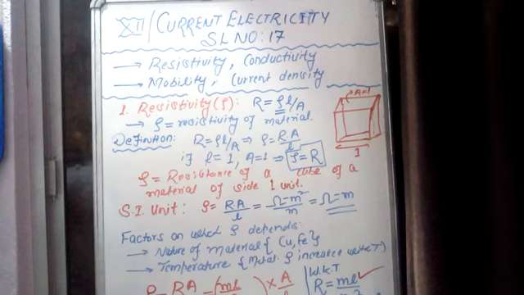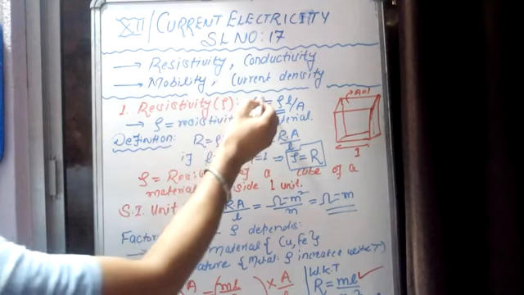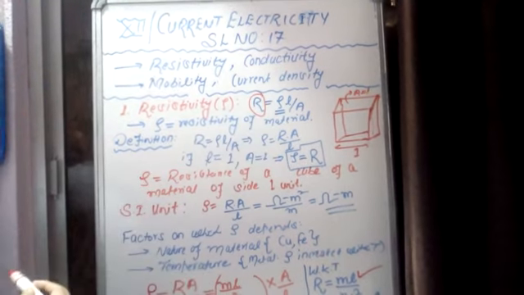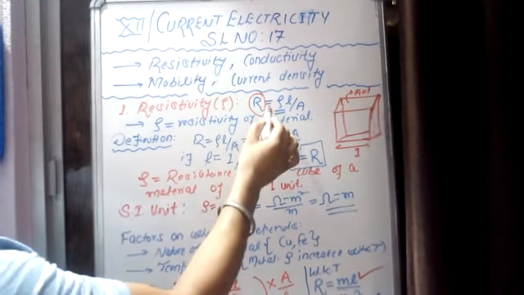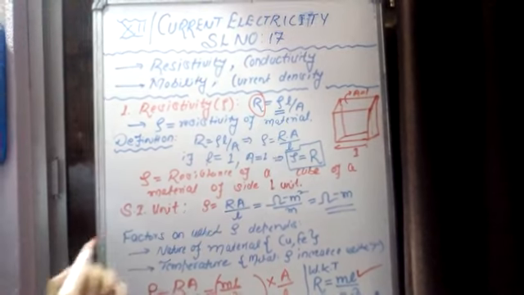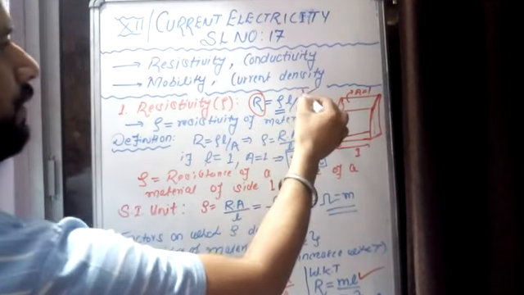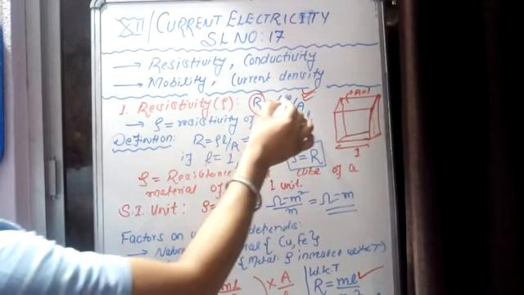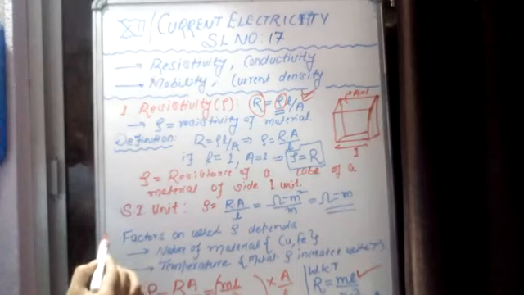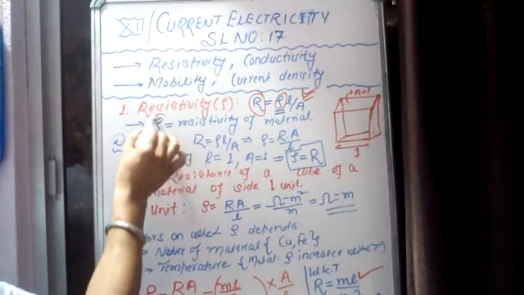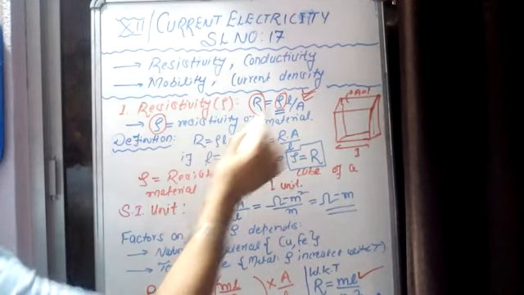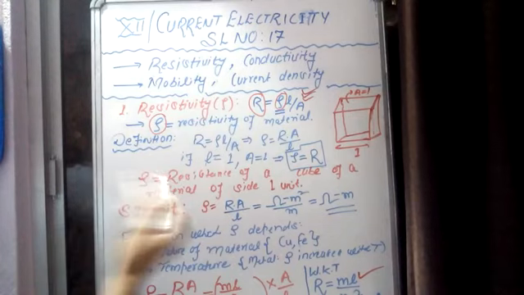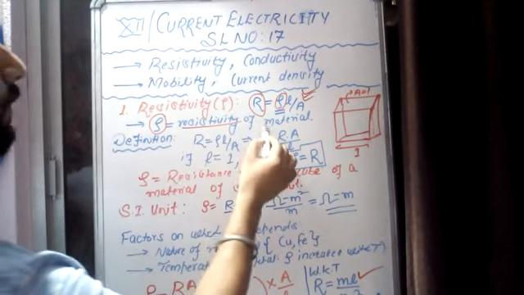Actually, we know that the resistance of a conductor is equal to rho L by A. This is a very common formula for resistance. Now, this rho is called the constant of proportionality. Another name is the resistivity of the material.